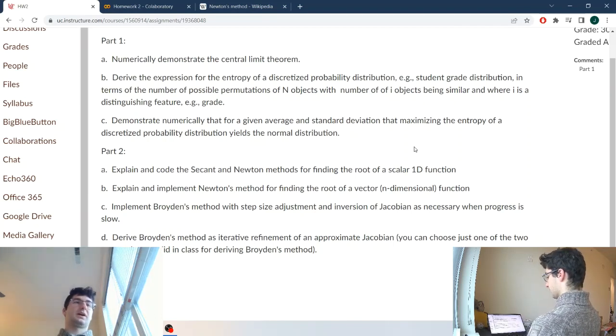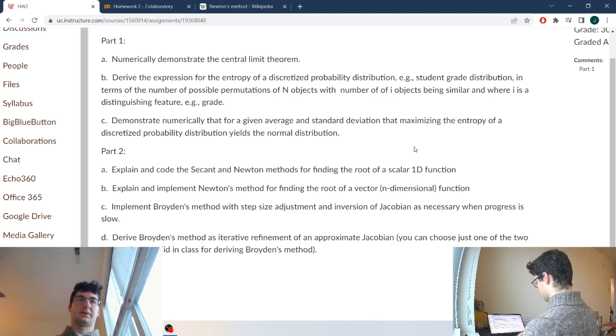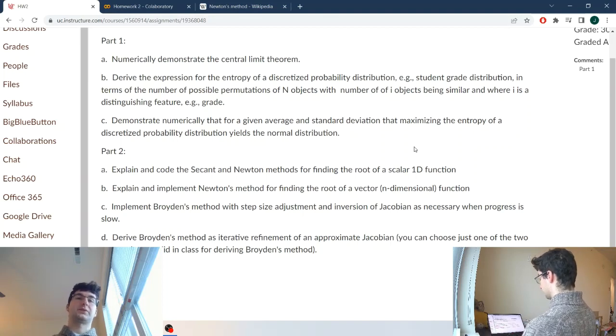Today we're going to be talking about how to explain and implement Newton's method for finding the root of a vector of any dimension. The reason why that's different from what we did in part 2A is because in part 2A, we solved a one-dimensional function with one variable, one equation. But in this one, there might be more equations and more variables. So we're going to implement a modified Newton's method.